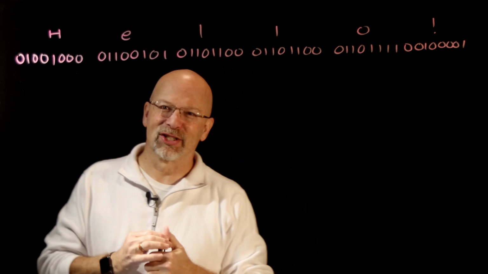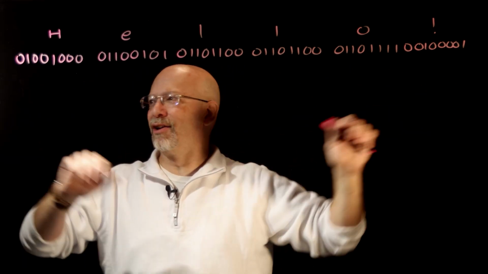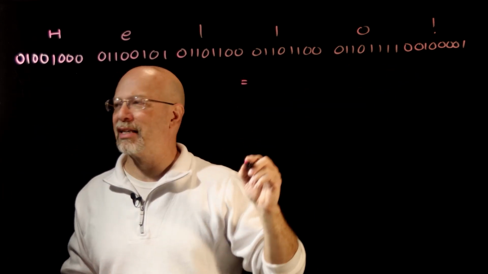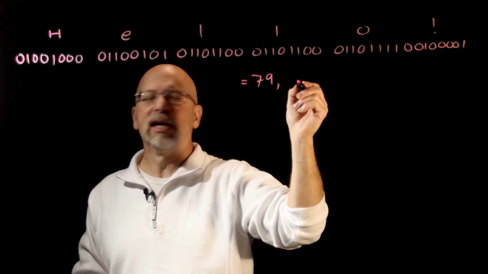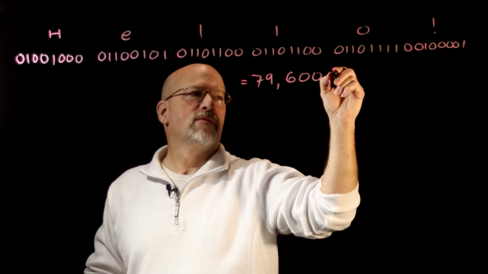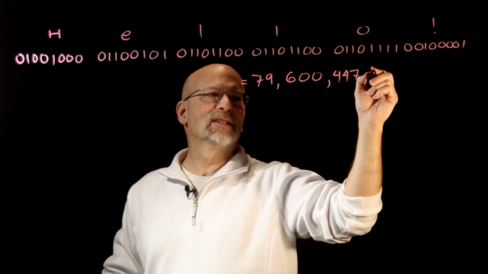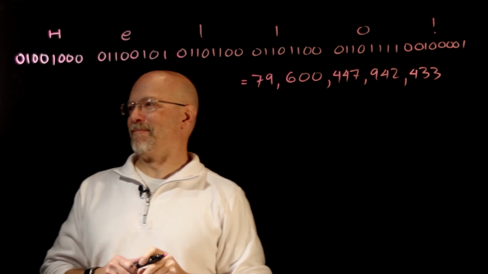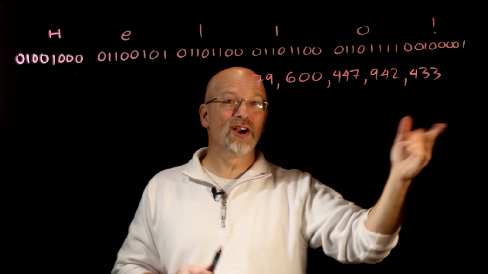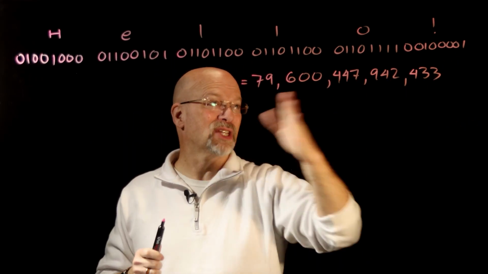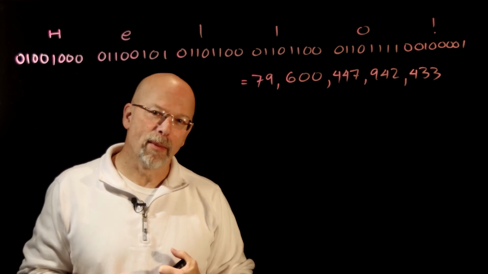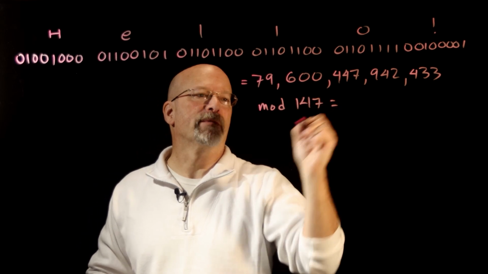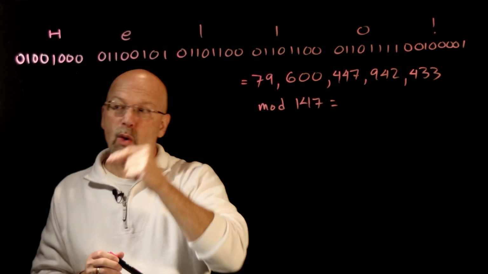If we looked at this as a very large number and applied the mod function to it, let's try this. I have figured out that this value, as an unsigned integer, is 79,600,447,942,433. That large integer is what this unsigned binary value equals. What if I were to do the remainder function mod, say, 147? What is our value going to be?